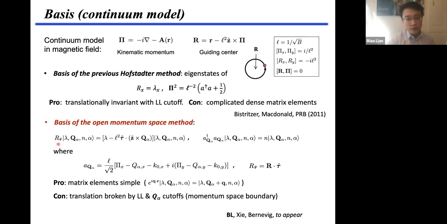So still, one would use basically the kinetic momentum and the guiding center to define the basis, but in a slightly different way. We choose the guiding center along a certain direction to be one of the quantum numbers, but we need to divide the eigenvalue of this R tau operator, which is a real number, into two parts: basically a number lambda, which I'll specify later, and a number given by the reciprocal site q.